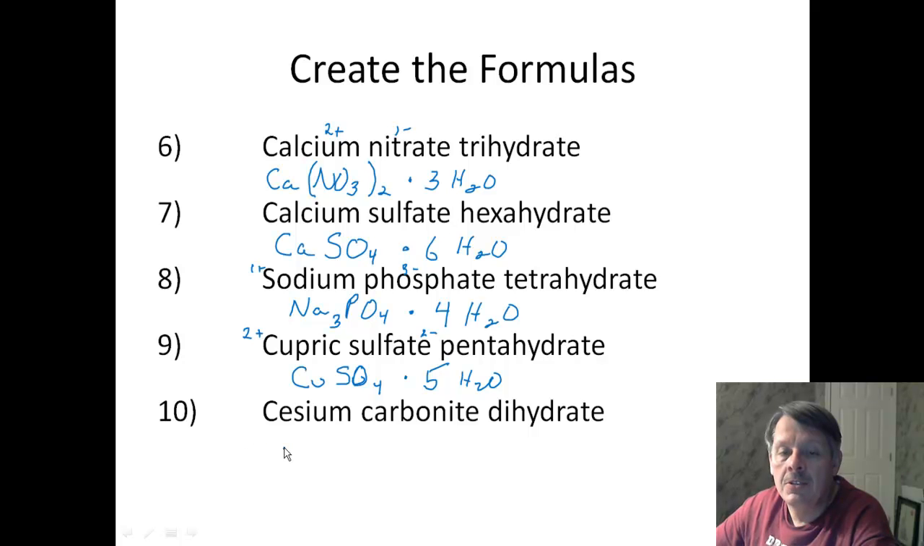And finally, cesium carbonite. Well, carbonate is CO3. Carbonite, therefore, must be CO2. And carbonite is going to take on a 2- charge. And when I look up cesium, which I just did, cesium has a 1+ charge. Carbonite has a 2- charge, so they crisscross, so I need 2 cesiums. And it's dihydrate. Di means 2, just like carbon dioxide is CO2. Dihydrate, so that's times 2 waters.